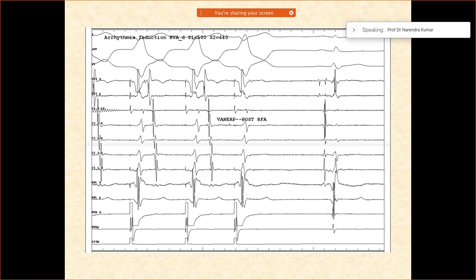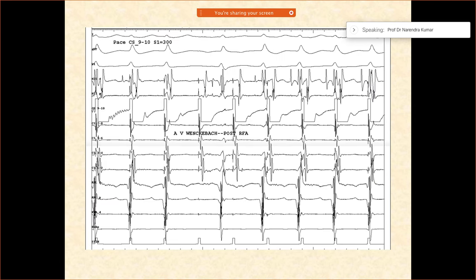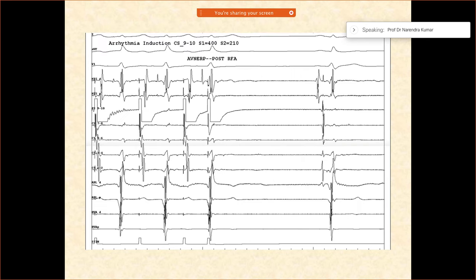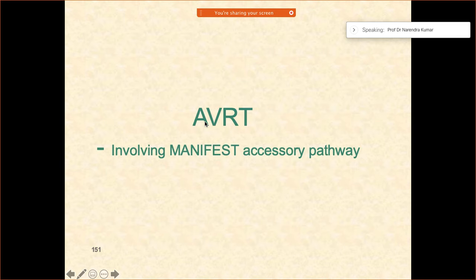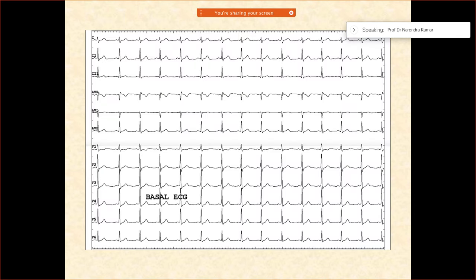And then you should try to look for the VA nodal ERP as well after the ablation has been done. So they are trying to reinduce as well. They again rechecked the AV Wenckebach post RFA, and then the AV nodal effective refractory period was again checked after the RFA, which was normal. And always at the end of the study, always try to check the intervals like AH, HV, because a lot of times you may damage them as well.